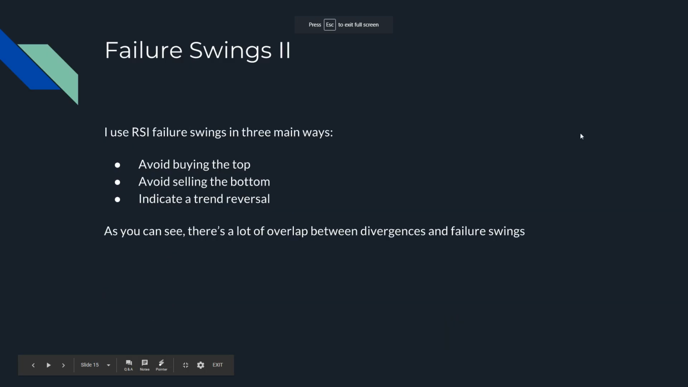Pretty neat. So, what do I actually use it for? Hopefully it was obvious. I use it in three main ways: to avoid buying the top, to avoid selling the bottom, and indicate a trend reversal. And as you can see, there'll be a lot of overlap between divergences and failure swings, but it's another way to identify trend reversal and to sort of get an idea of whether RSI and also price will bounce.